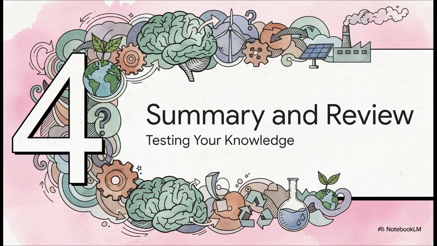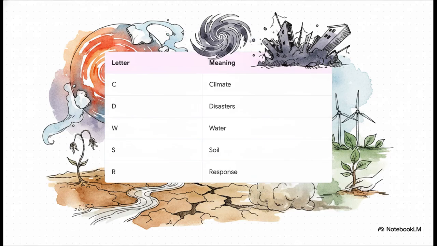Bringing us to our final part, Section 4, summary and review, testing your knowledge. To easily synthesize all this information, we can frame our understanding around 5 core pillars using a really handy memory tip: CDWSR. That stands for climate, representing the long-term shifts; disasters, which are the resulting acute events; water and soil, representing the critical resources at risk; and finally, response, which defines our necessary sustainable action.